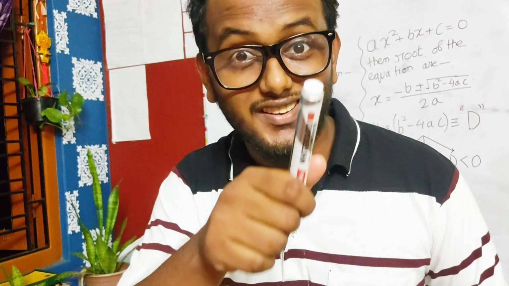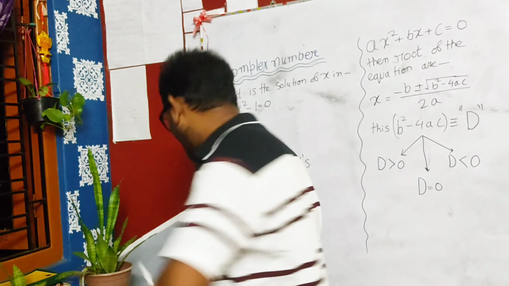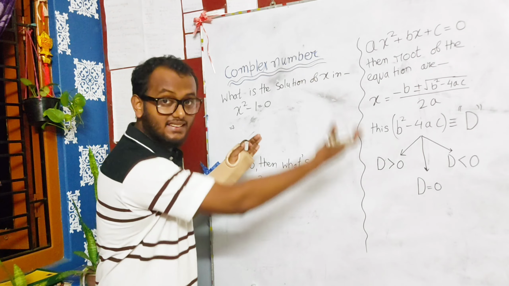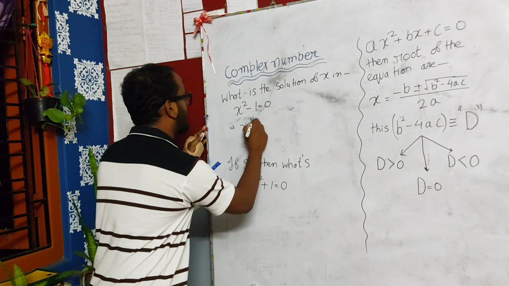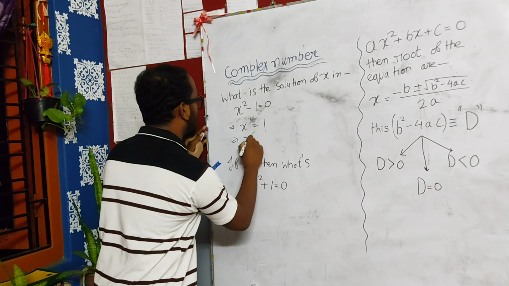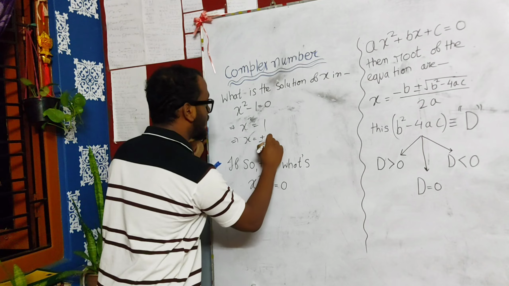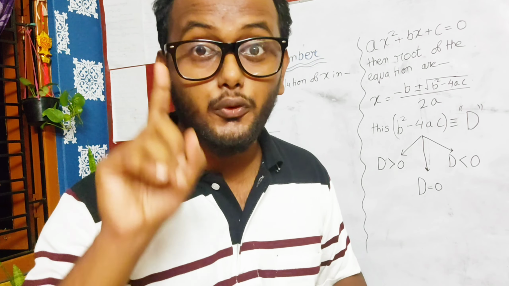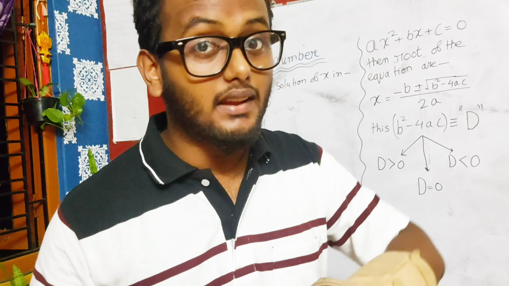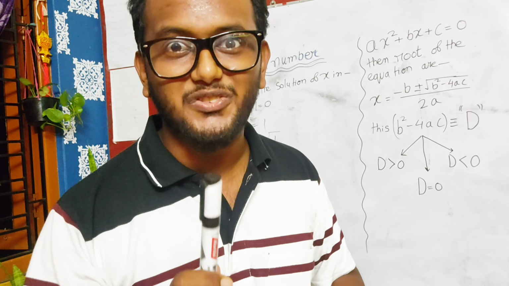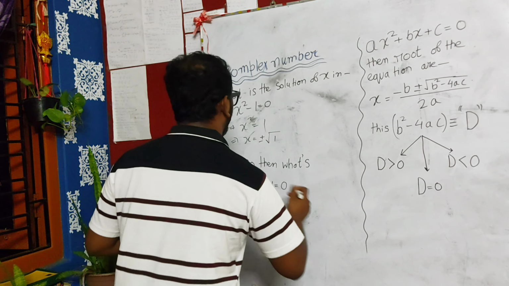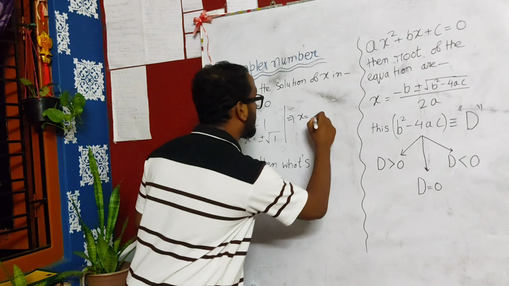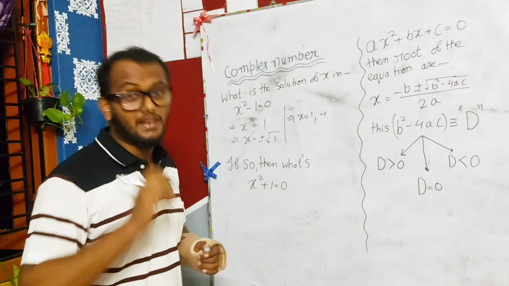So how are you going to find this one? We are going to shift this minus 1 to the right hand side. So x square equal to 1 implies x is equal to plus minus root over 1. We know the square root of 1 is 1, and plus and minus always come in front of the square root. You remember this one? So the value is either x equal to 1 or x equal to minus 1.